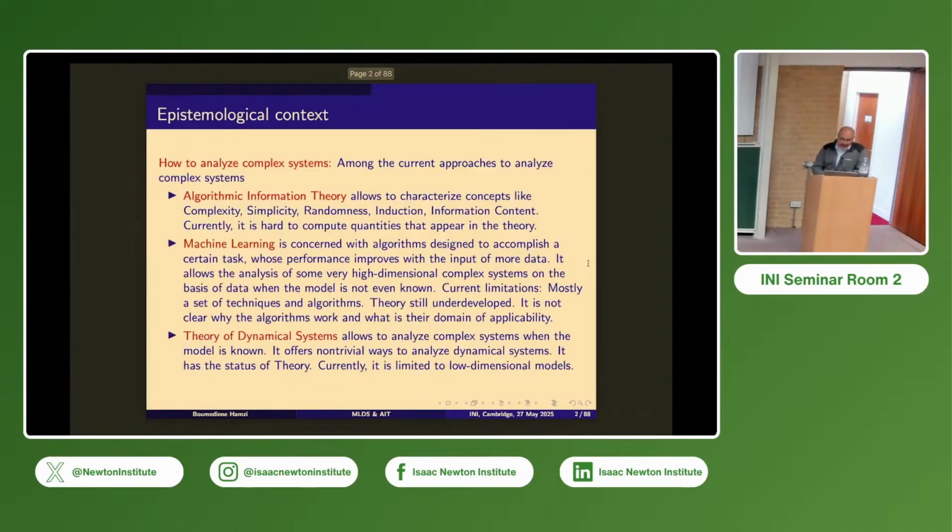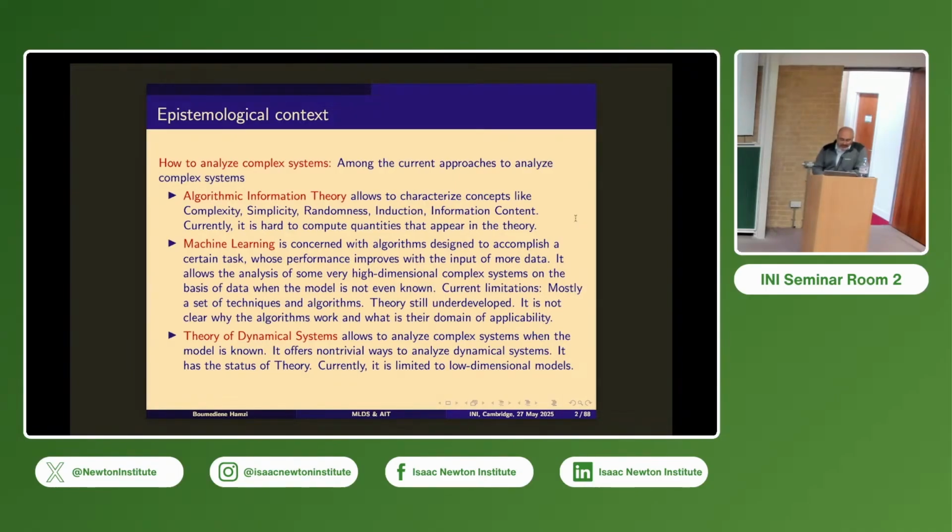The main question here is how to analyze complex systems. There are three approaches that I'm interested in in this talk. The first one is to characterize concepts like complexity, simplicity, and randomness. This is the object of algorithmic information theory, developed mostly by Kolmogorov, Solomonoff, and Chaitin in the 60s, about 80 years ago. It gives very formal definitions of these concepts, but it's hard to compute quantities that appear in the theory, in particular Kolmogorov complexity.